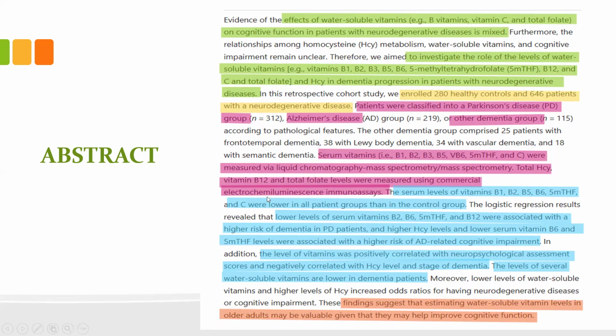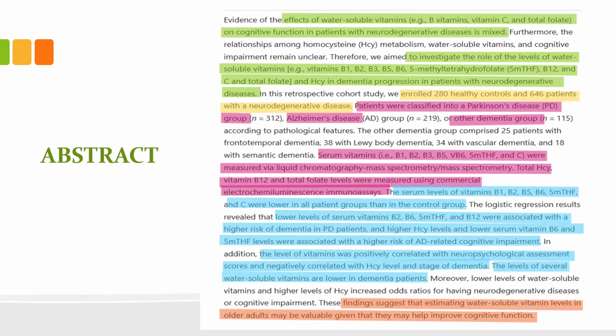using electrochemical luminescence immunoassay. The serum levels, so they found out that the serum levels of vitamin B1, B2, B5, B6, methyl tetrahydrofolate, and vitamin C were lower in all patient groups than in control group. And the logistic regression results reveal that the lower levels of serum vitamin B2, B6, methyl tetrahydrofolate, and B12 were associated with the higher risk of dementia in Parkinson disease patients, and higher homocysteine level and low serum vitamin B6 and methyl tetrahydrofolate levels were associated with the higher risk of Alzheimer's disease related cognitive impairment.